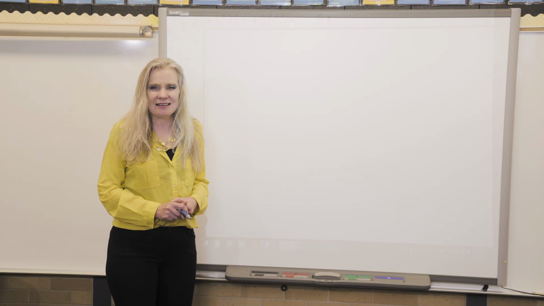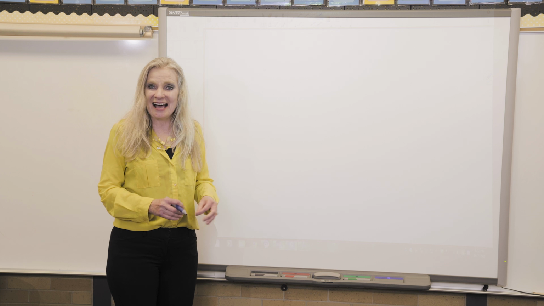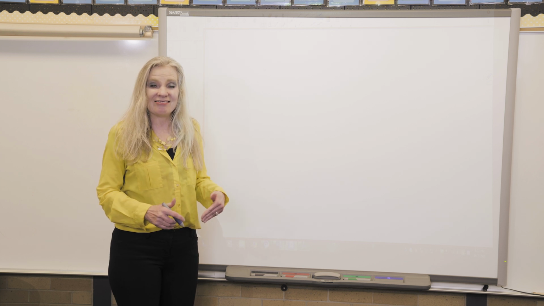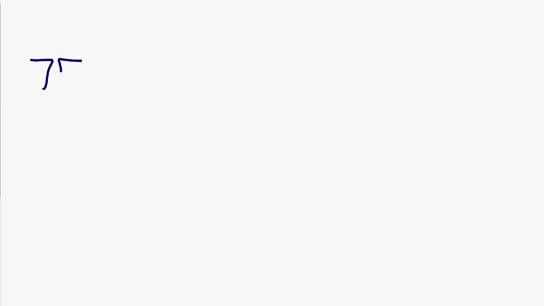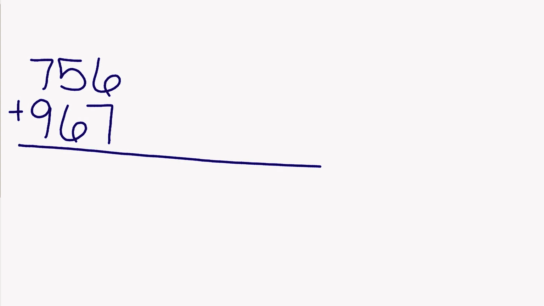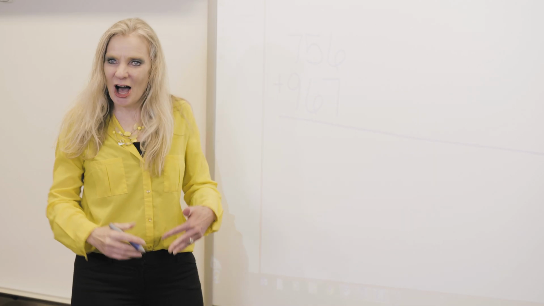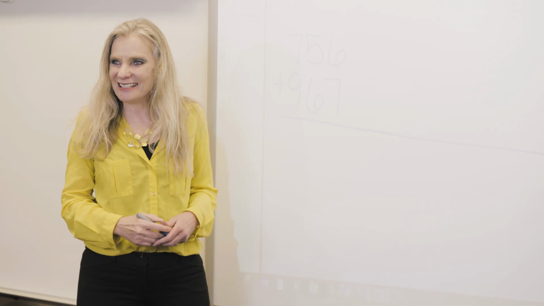And now we're going to do 500 groups, which is where it gets really fun. Kids, even second graders, can add 500 numbers and they love it. So we're going to go 756 plus 967. Now, this will take a lot of room because we're going to expand it a lot.